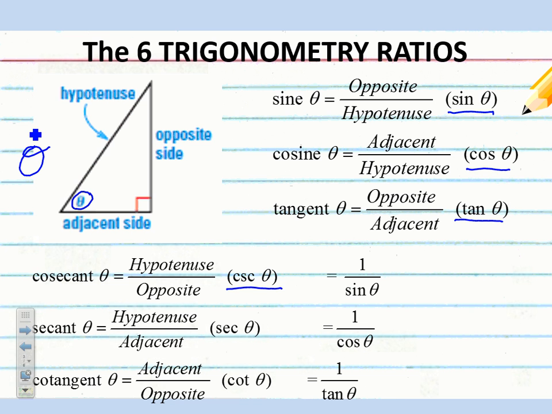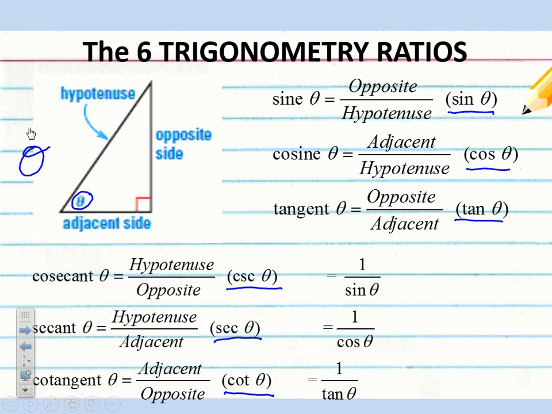And I have cotangent, which is adjacent over opposite, which is the reciprocal of tangent. And we can represent it like this, cotangent theta. We can also think about it as it being 1 over sine, 1 over cosine, and 1 over tangent.